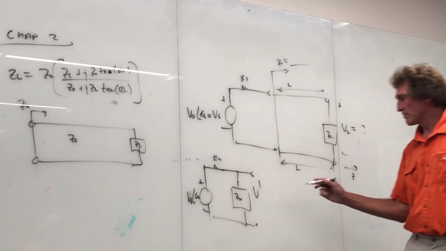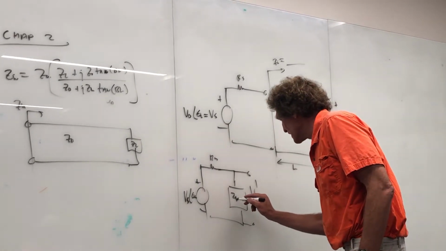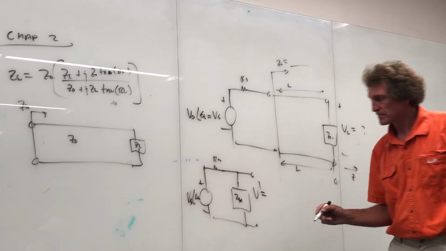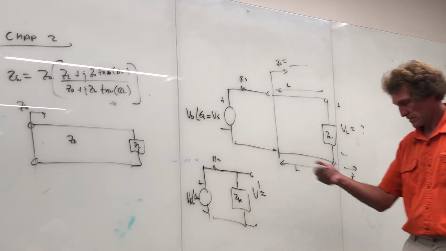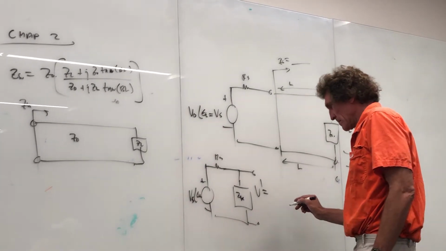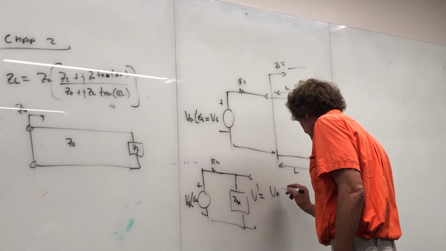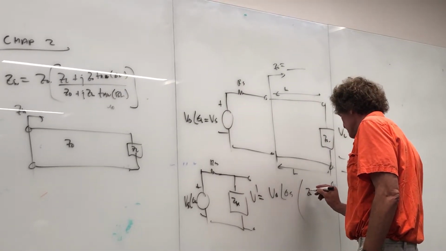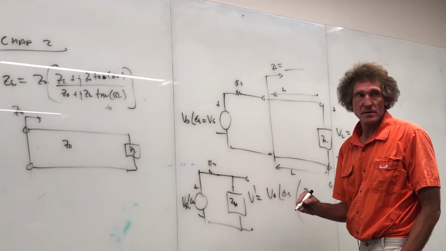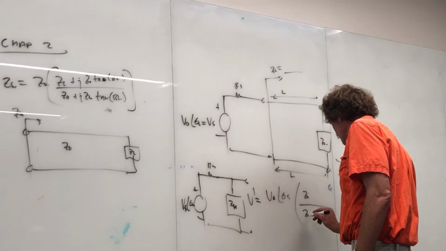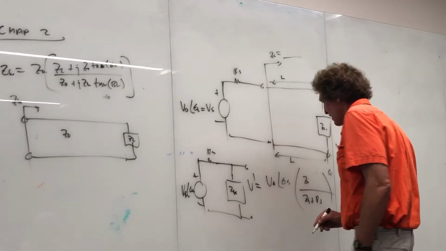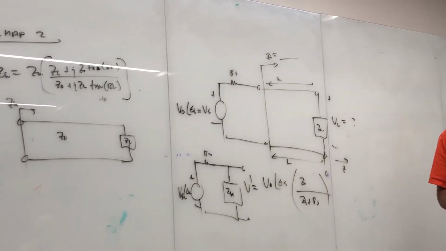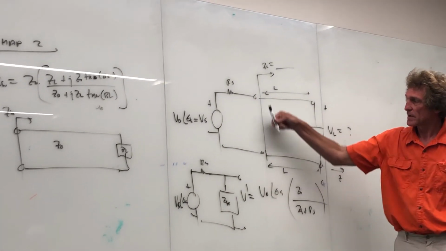And what is V prime based on this circuit? That's Zin, by the way. Just tell me. It's going to be Vs at an angle theta S times Zin over Zin plus Rs. So now we have that, right? That's the voltage just on the inside of this transmission line right here.